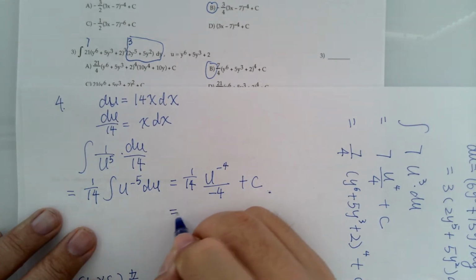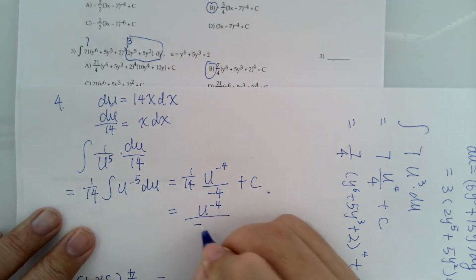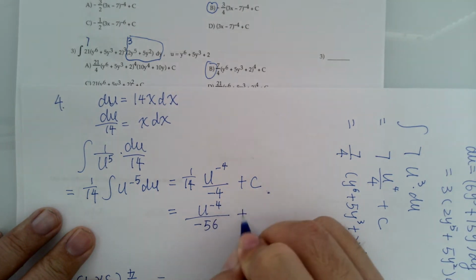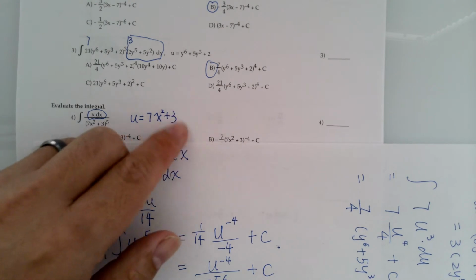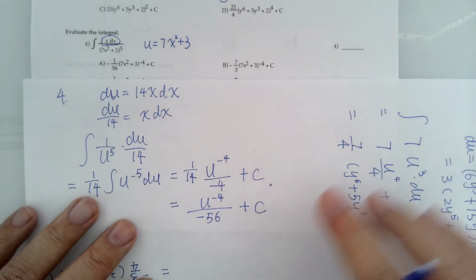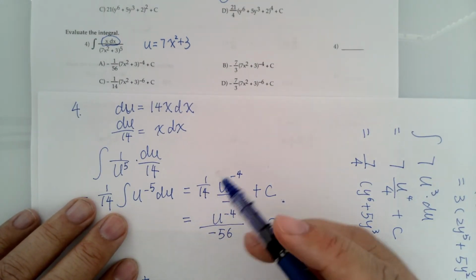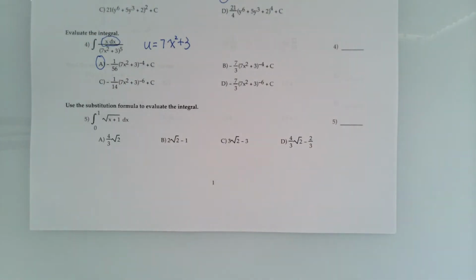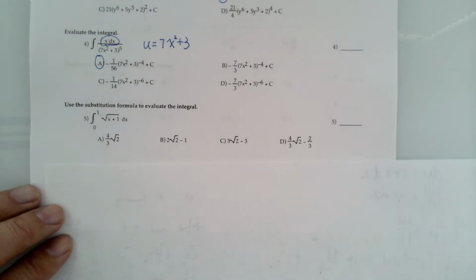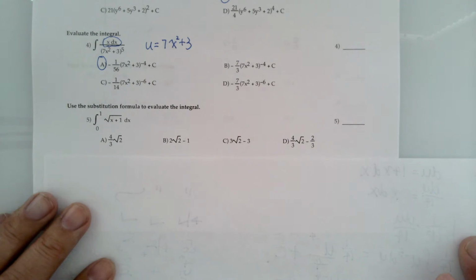So put all the pieces together. This is going to be u to the power of negative 4 over negative 56 plus constant c. And then our u is here. So if you substitute it back, the answer is going to be A. Okay, it's going to be A. So that's number 4.